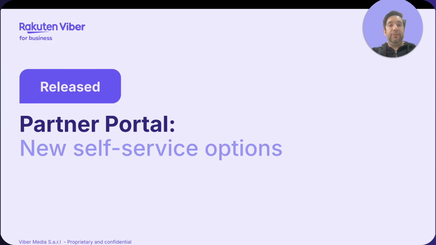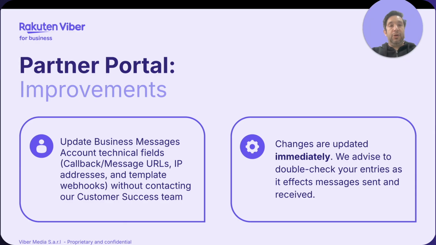As I mentioned, we've also made some changes to our self-service options. Now, when you log into our platform, you can update things like your callback and message URL, IP addresses, and template webhooks without having to contact our customer success team. We really hope this makes it a bit easier for you to make adjustments and changes when you are setting up new customers or making adjustments to them, and believe that it's a better experience across the board for both you and our team, of course.